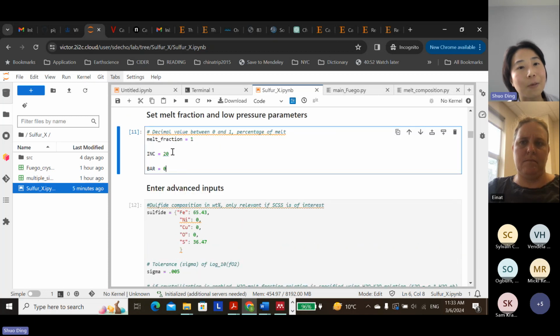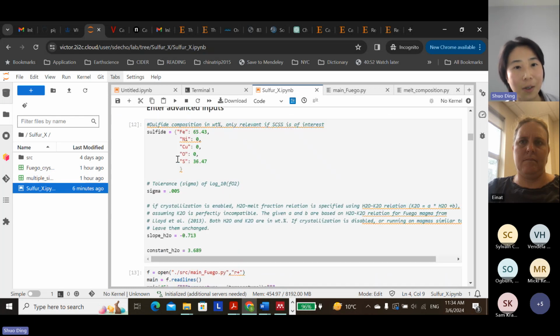Also, I would recommend if you use this function, you really compare what your KD is at 1 atmosphere. You want to check if it's reasonable. I think from the volcanic gas and glass studies, that number for sulfur should be around 1,000, and I think that's kind of reasonable. So if it's not like that, based on that, you can decide what your increment level should be.